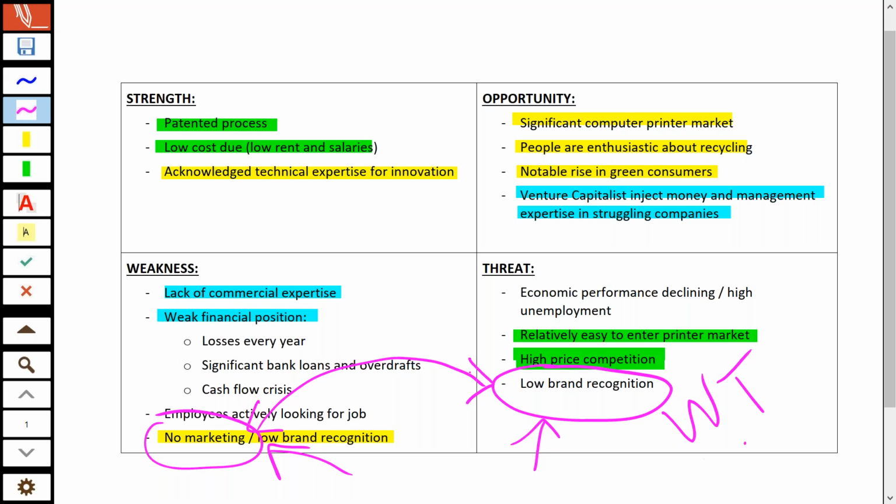So all you need to do is try and link one from here and one from there and come up with a small paragraph. So how many strategies did we come up with? At least 4. Based on the SWOT, one strategy was from SO, one from WO, one from ST, and one from WT. Very nice.